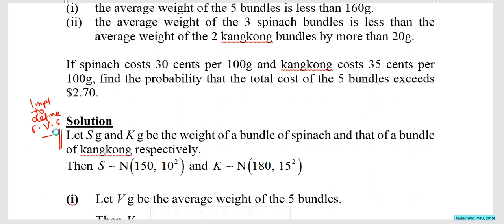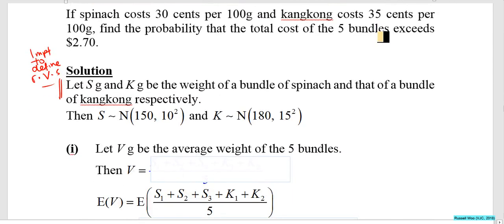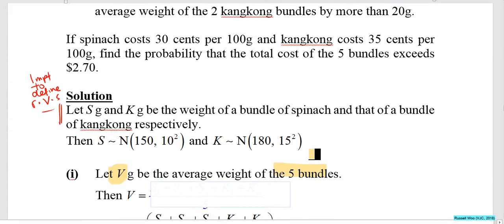S is the weight of one bundle of spinach. K is the weight of one bundle of kangkong. So this is given. No problem. You want to find the probability that the average weight of 5 bundles is less than 160. So I let another random variable, V, be the average weight. So actually you want to find the probability V less than 160. But what is V in terms of S and K?